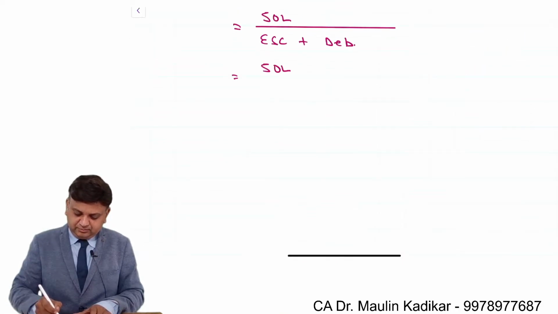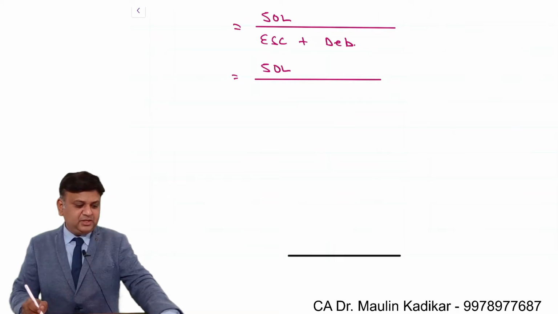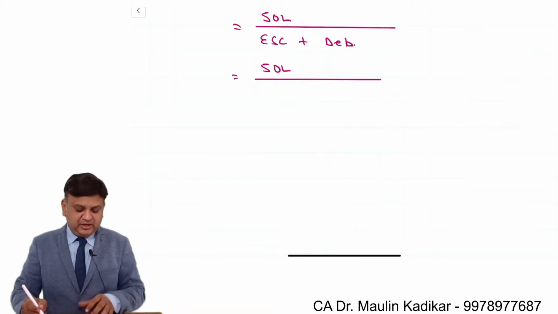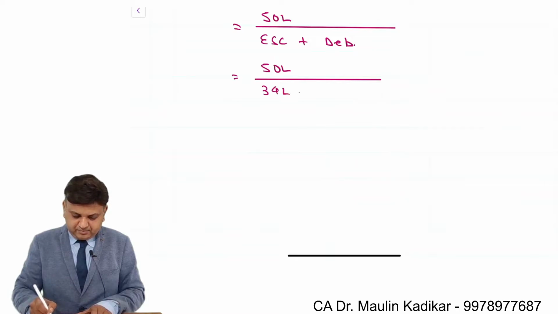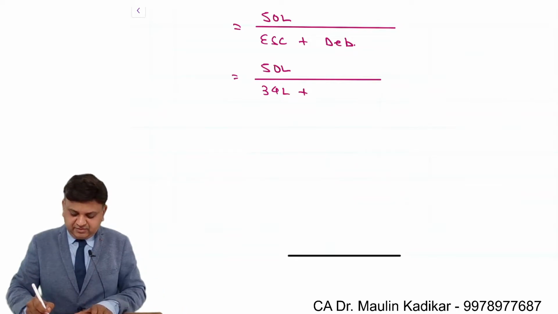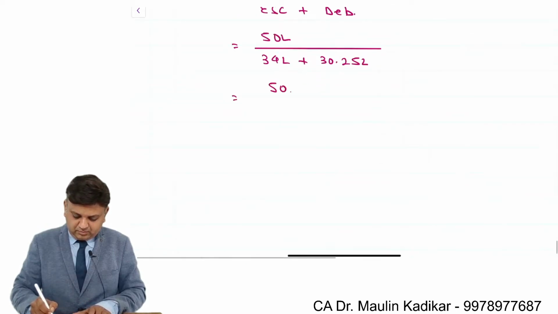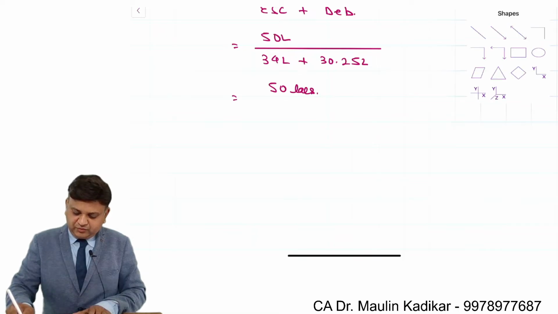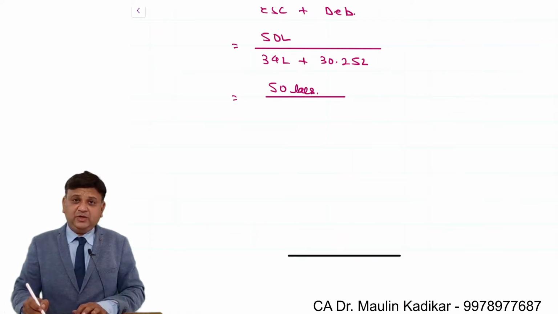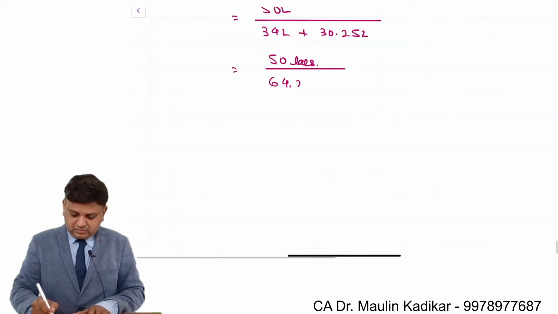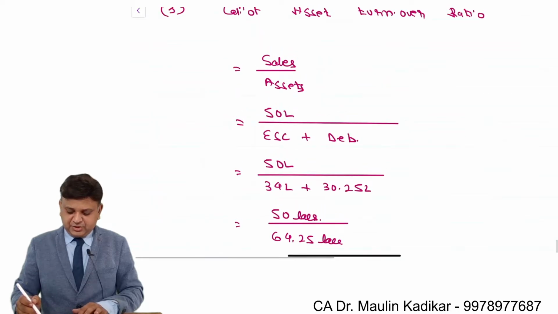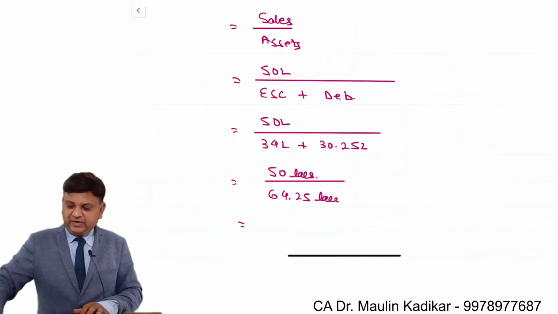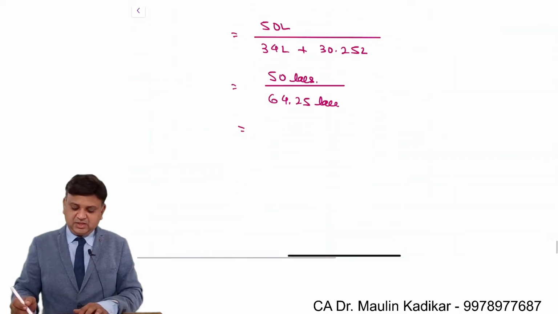50 lakhs upon the amount of the equity share capital given to us, 34 lakhs, plus the amount of the debentures given, 30,25,000. So 50 lakhs upon 64,25,000. This is the way we will make the computation of asset turnover ratio. 50 divided by 64.25, 0.7782.